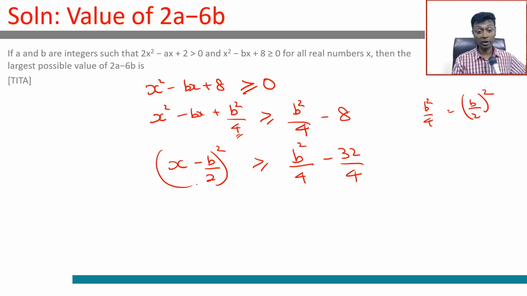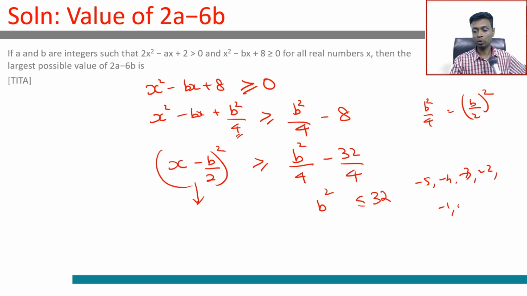Remember, this always holds good for all real values of x. That means b² should be less than or equal to 32. Here it is less than or equal to, but that doesn't matter because we're looking only at integers. That means b can go from minus 5 to 5. But if it's greater than 5, it will become a minimum of 36. If it is less than minus 5, it will be a minimum of 36 again. So minus 5, minus 4, minus 3, minus 2, minus 1, 0, 1, 2, 3, 4, 5. All of these will work.